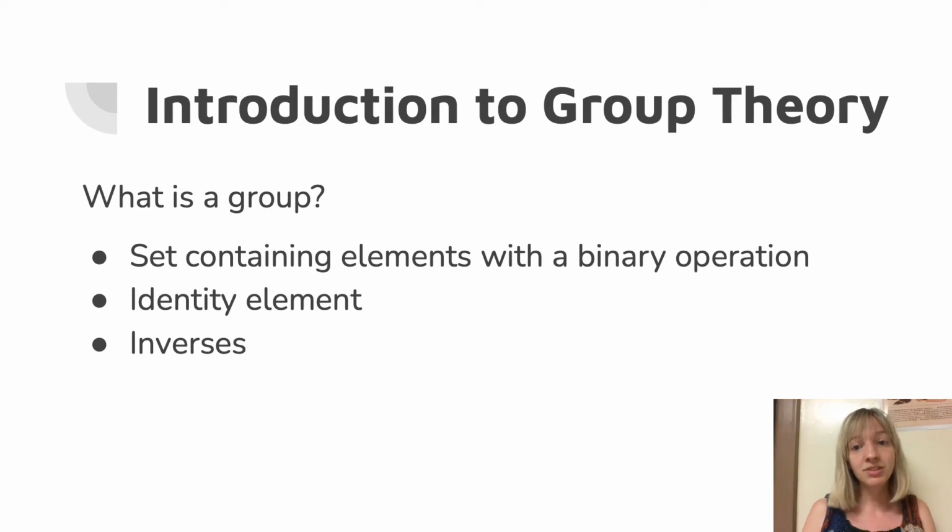So, as a brief introduction to group theory, a group is a set of elements with a binary operation. An example of this is the integers and the operation of addition. Every group must have an identity element, so in the case of the integers, this is the number 0, because 0 added to any number will simply return that number. So 0 plus 2 is 2, 0 plus 3 is 3, and so on.